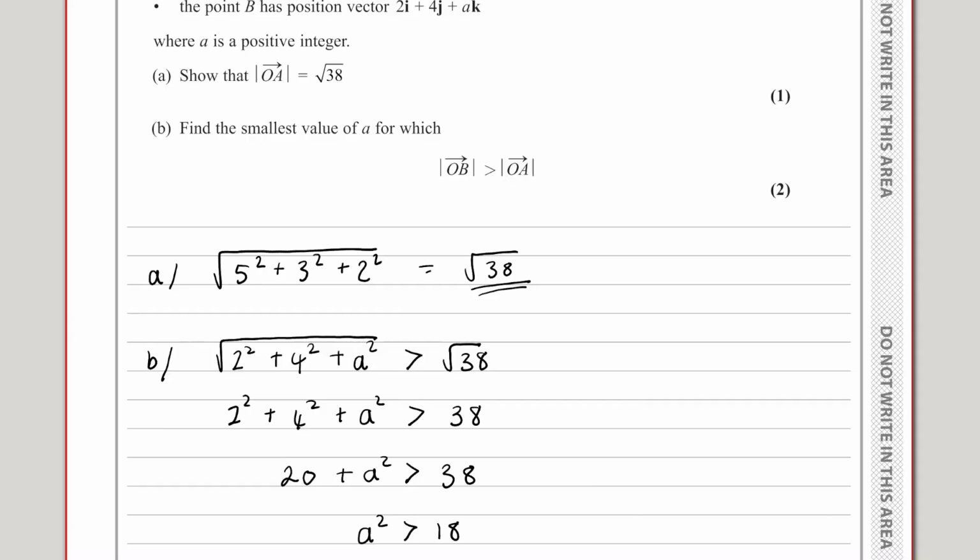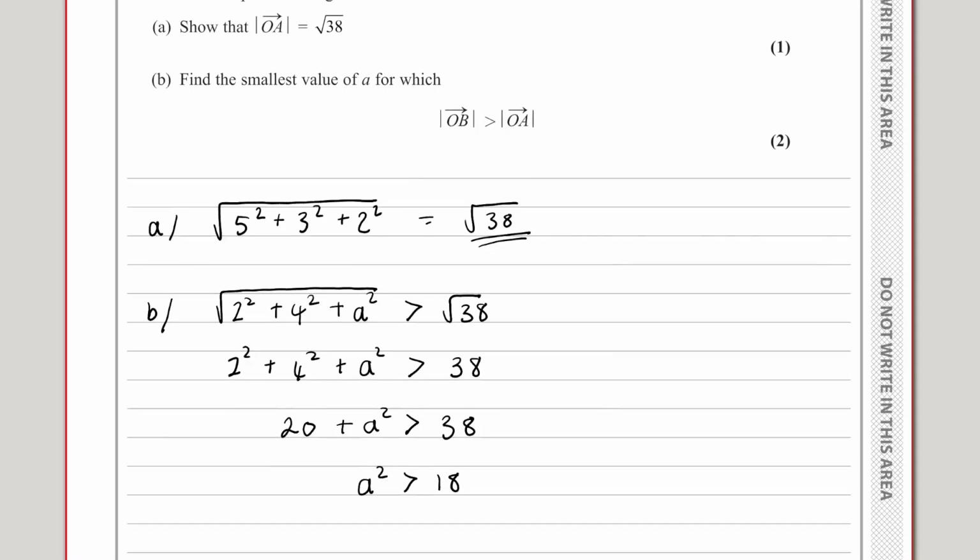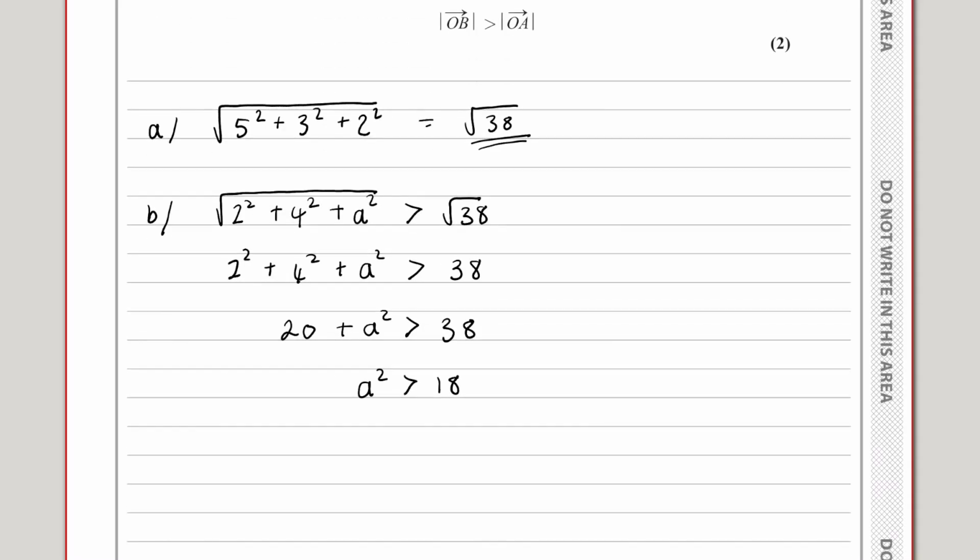So what's the smallest value of a? a is a positive integer, so to be bigger than 18, the smallest thing it can be is 5. 4 squared is 16, which is less than 18. 5 squared is 25, which is bigger than 18.